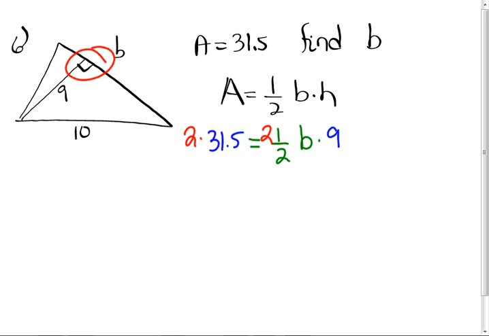So on the left side, I should get 60. That would be 62. I'm going to get 63, I believe. And I get b times 9, and now I can do this easily. What's b equal to?